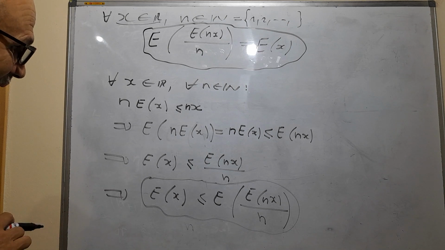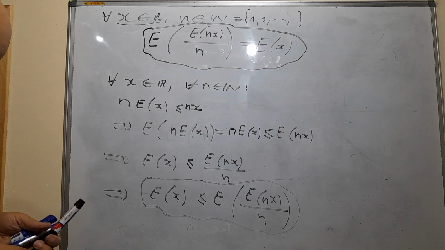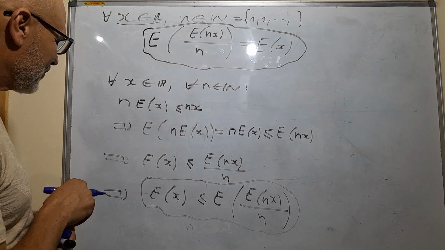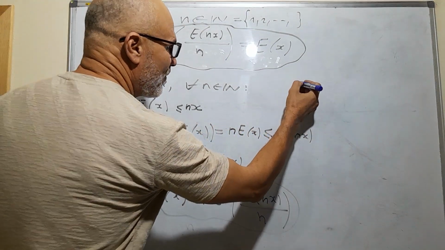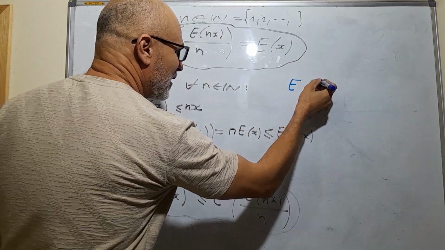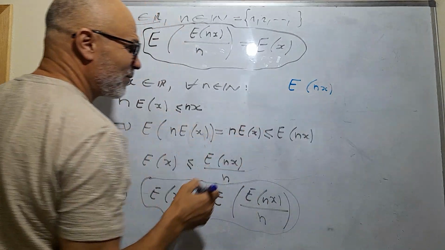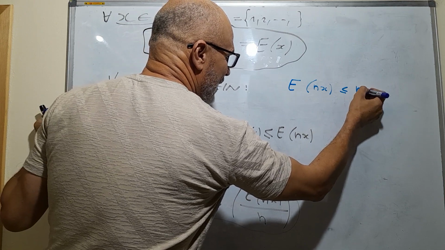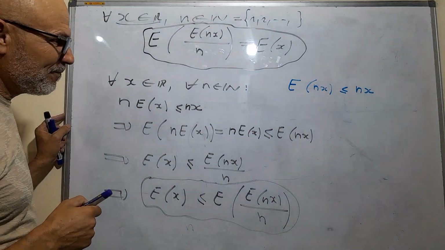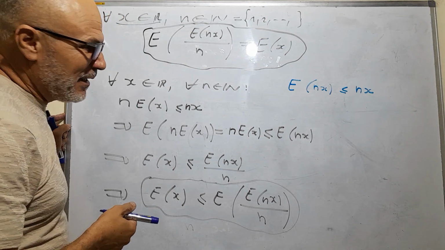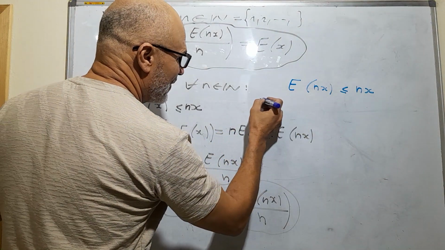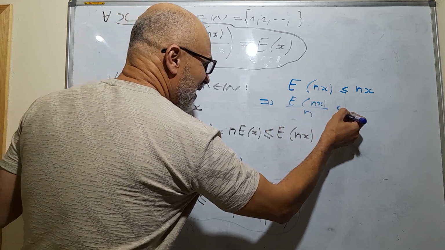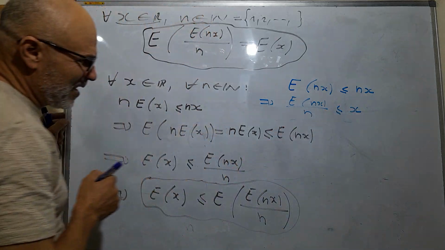For the second one, we have the integer part of nx is less than or equal to nx. This is by definition. Then the integer part of nx over n is less than or equal to x.